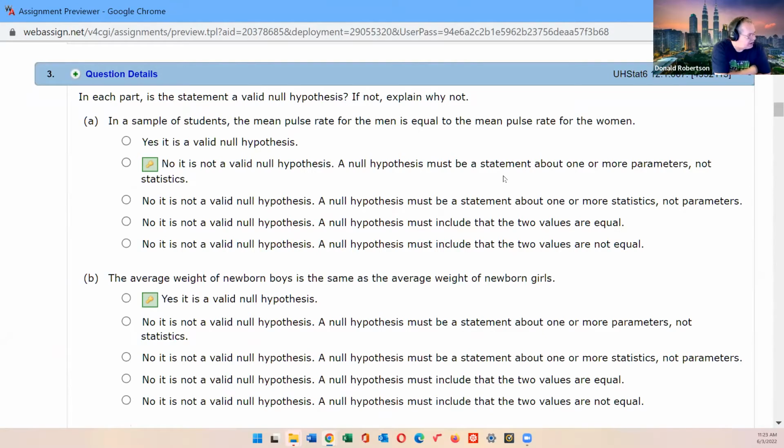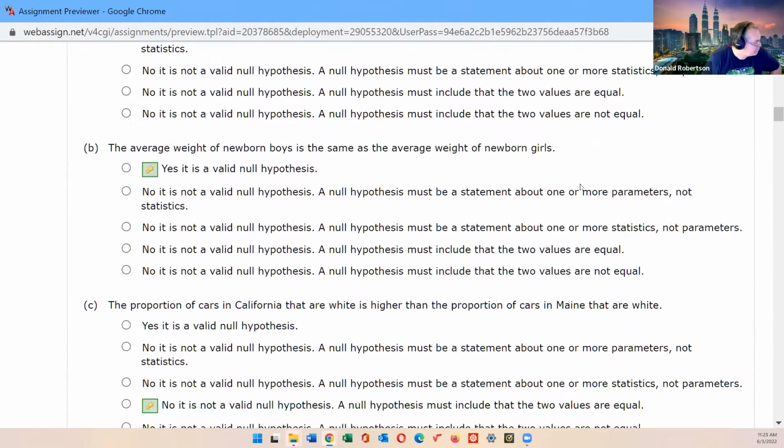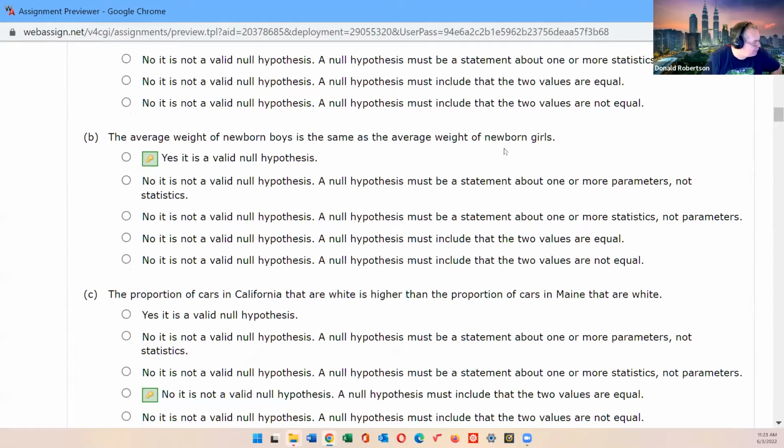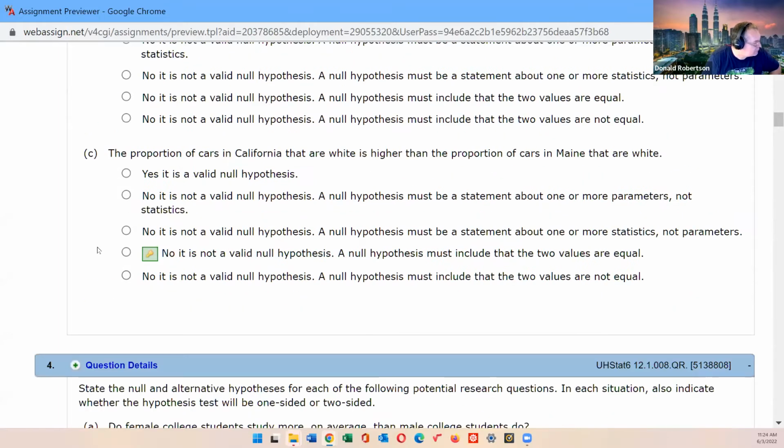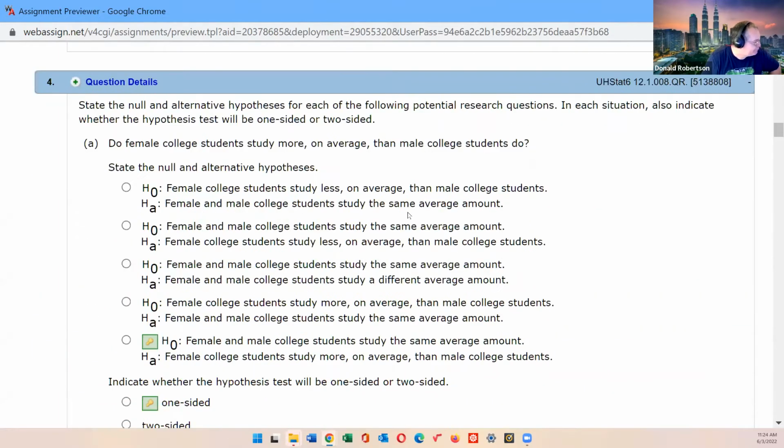Right, let's look at 3. In each part, is the statement a valid null hypothesis, and explain why it is not. In a sample of students, the mean pulse rate for men is equal to the mean pulse rate for women. No, it is not valid. A null hypothesis must be a statement about one or more parameters, not a statistic. Oh, that was a bit pushing it. The average weight of newborn babies. Okay. Yeah, didn't like that question.